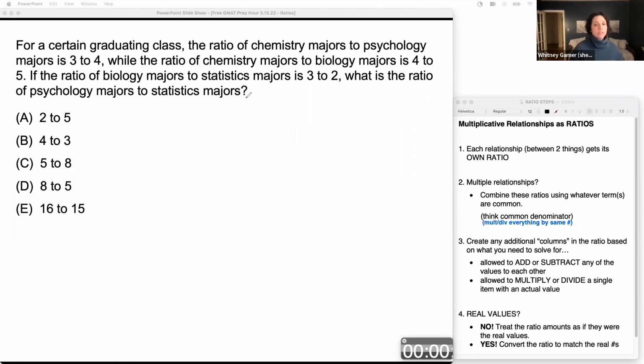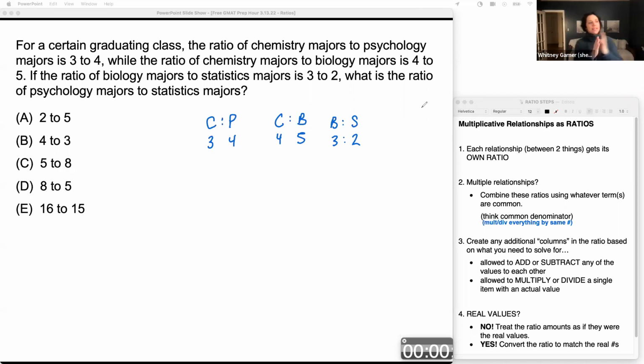We've got chem to psych. So chemistry to psychology is a ratio of 3 to 4. And that's a P, that's a terrible looking P. And then we have a ratio of chem to bio, that's 4 to 5. Then we have a ratio of bio to statistics, and that's 3 to 2. And my question is, I want the ratio of psychology to statistics.